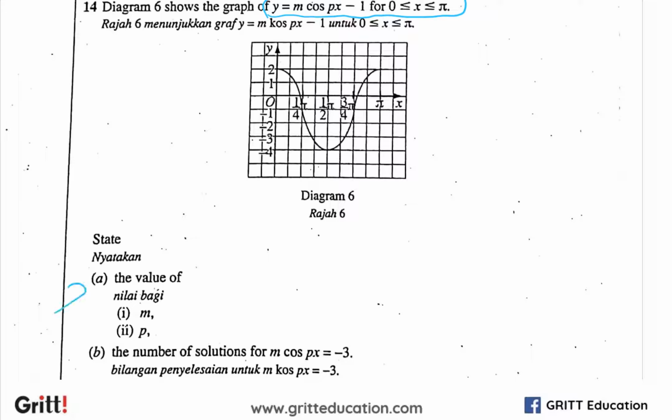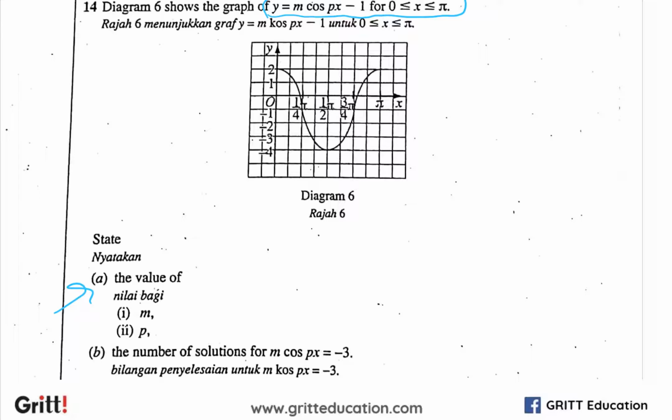Let's take a look at this question first. They want us to find the value of m and p. So how do you find them? You can actually use the graph to your advantage. What you can start with is to plug in the necessary x values and see what the y value is. And then from there, you can find out the values for m and p.